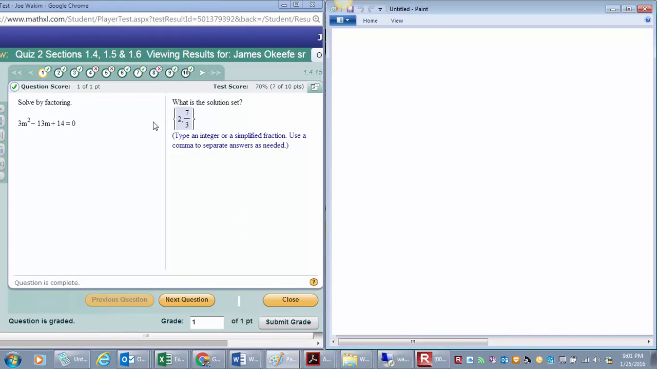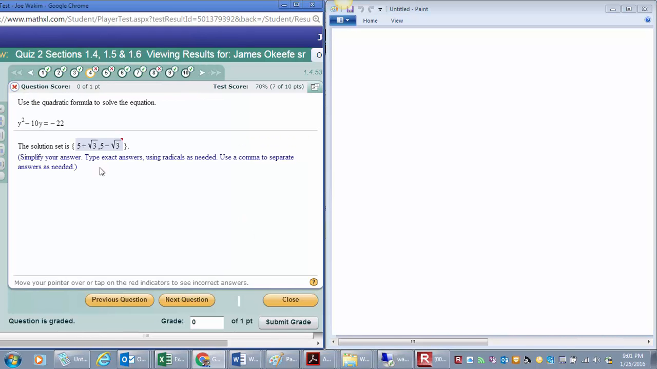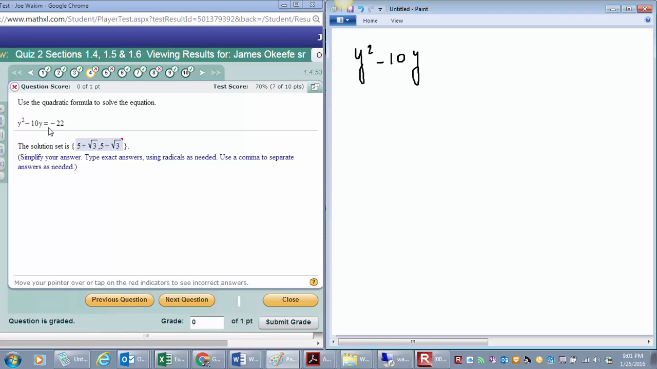Alright, let's go over the mistakes. We have number 4. And this one, I just did it, but let's do it again. So all we have to do here is move the negative 22 to the left. And we're going to use the quadratic formula.